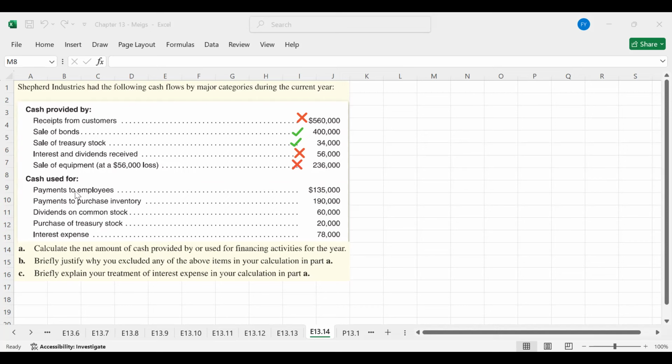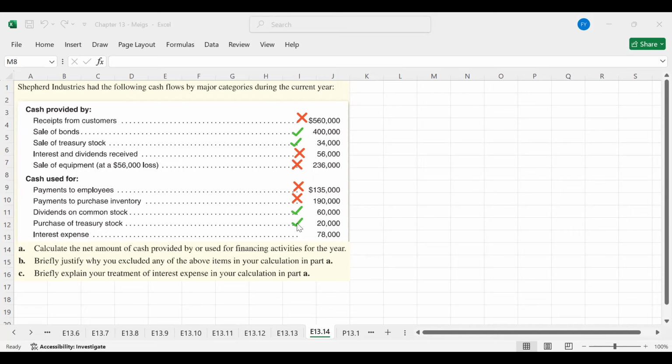Then we have payments to employees. These are operating activities. Payment to purchase inventories, again operating activities. Dividends on common stock, yes, this is part of your financing activities, as we have just discussed. Purchase of treasury stock, financing activities, and the interest expense.